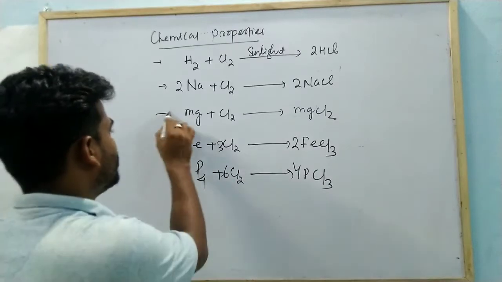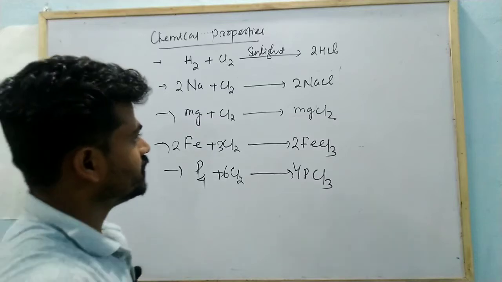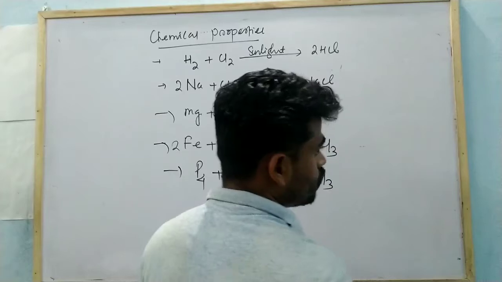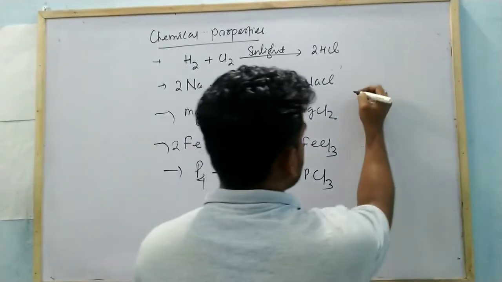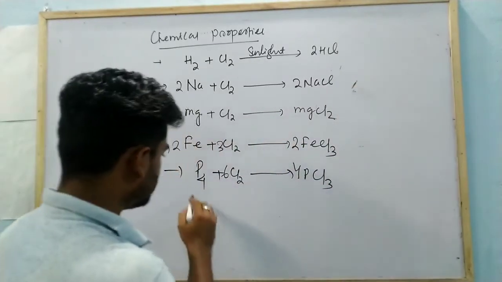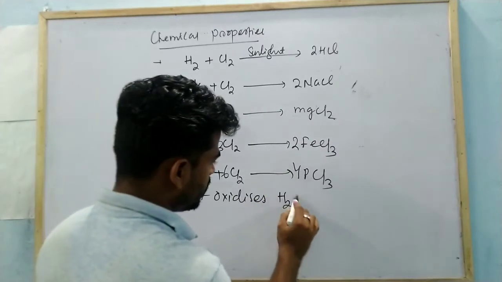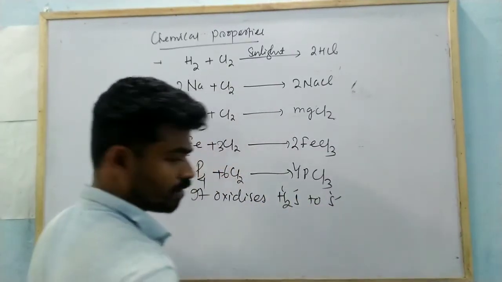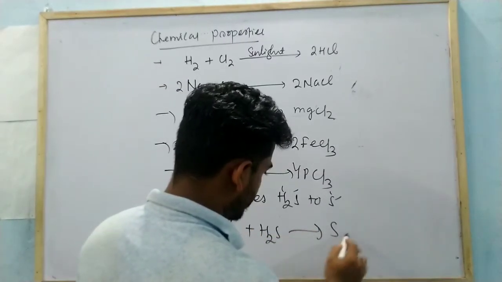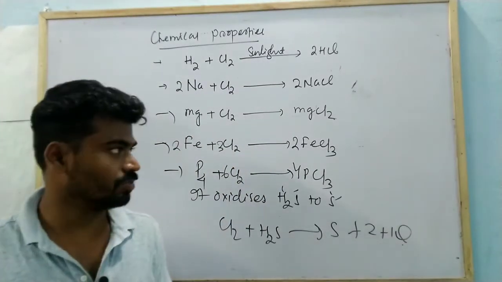These are very simple reactions. As I have told you, Cl2 is a very good oxidizing agent. It oxidizes H2S to sulfur. So Cl2 plus H2S gives S plus 2HCl. Next important reaction.